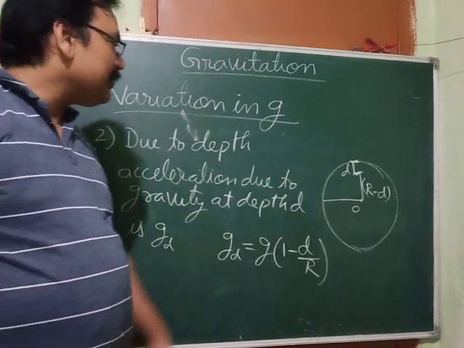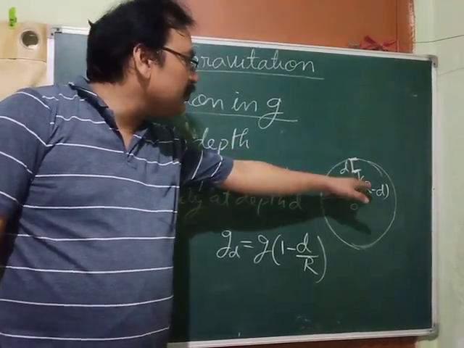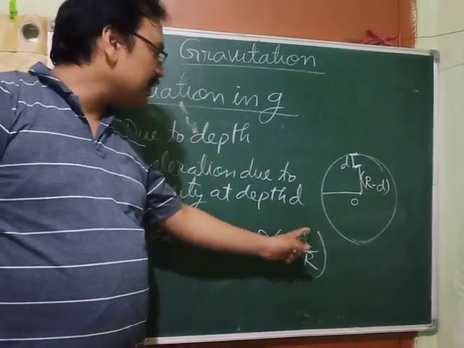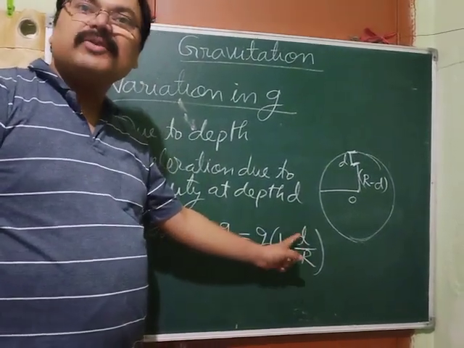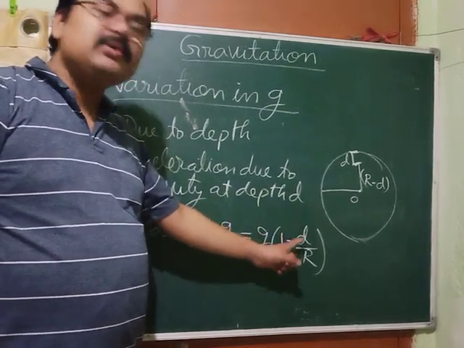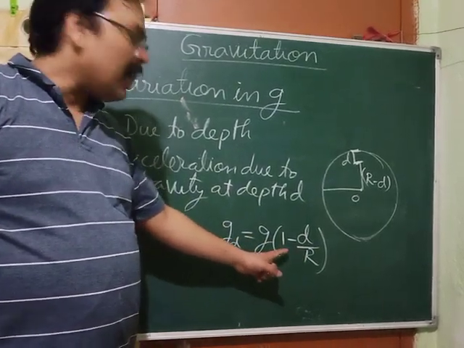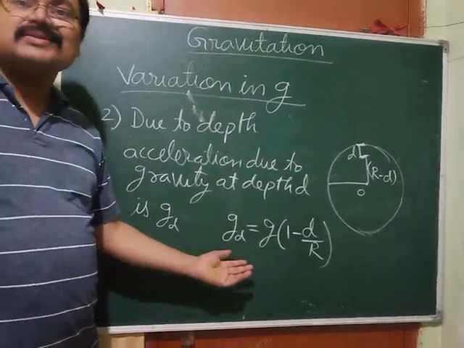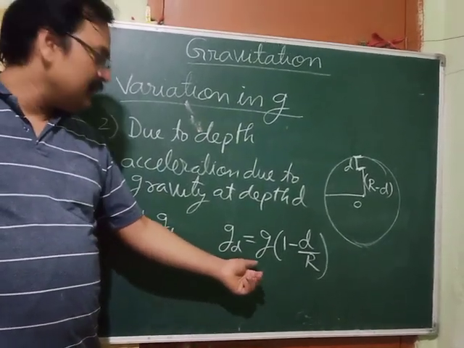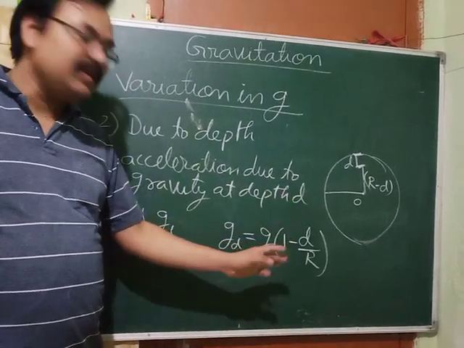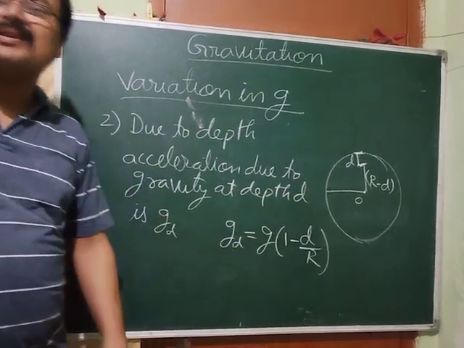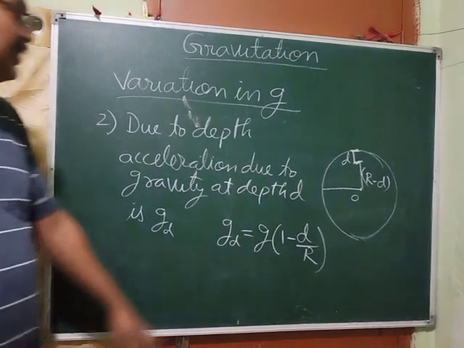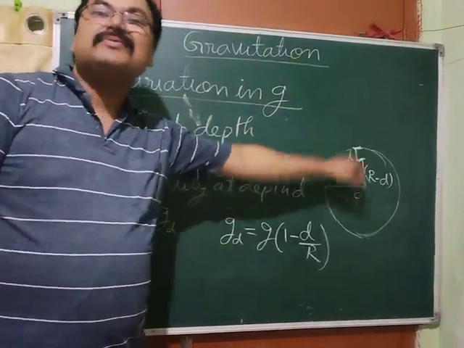Suppose you have dug a hole till half of the radius. So here what you will get? r by 2. If you write r by 2, r will cancel out. You will get 1 by 2. 1 minus 1 by 2 is how much? 1 by 2 only. And 1 by 2 into g is g by 2. So that means the acceleration due to gravity at a depth of half the radius will become half of the acceleration due to gravity on the surface of the earth. So the acceleration due to gravity decreases as we go inside the earth.